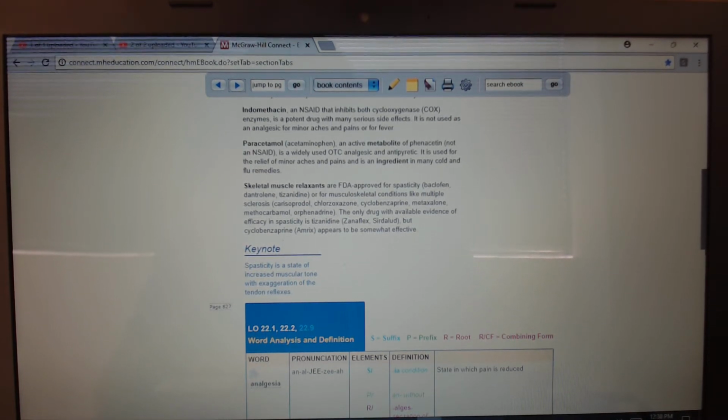Skeletal muscle relaxants are FDA approved for spasticity: baclofen, dantrolene, tizanidine, or for musculoskeletal conditions like multiple sclerosis: carisoprodol, chlorzoxazone, cyclobenzaprine, metaxalone, methocarbamol, or orphenadrine. The only drug with available evidence for efficacy in spasticity is tizanidine, Zanaflex, but cyclobenzaprine, Amrix, appears to be somewhat effective.